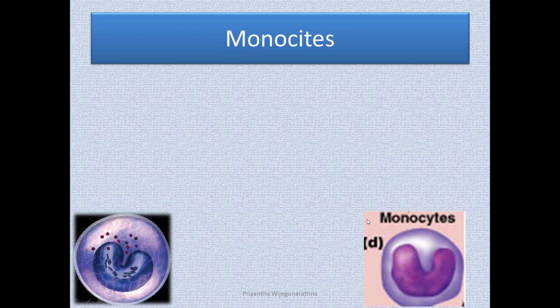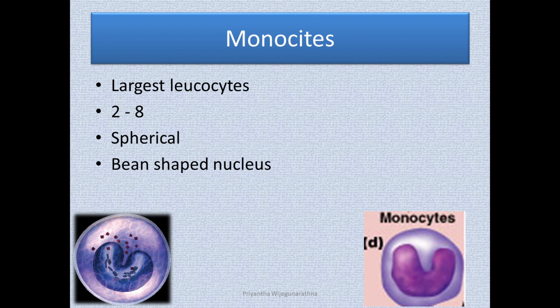Monocyte is another kind of agranulocyte, the largest kind of white blood cell, 2 to 8%, spherical in shape, and the nucleus is bean seed shaped. It also destroys the bacteria by engulfing.